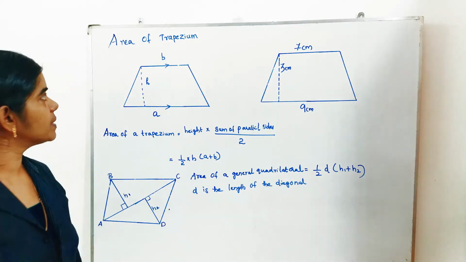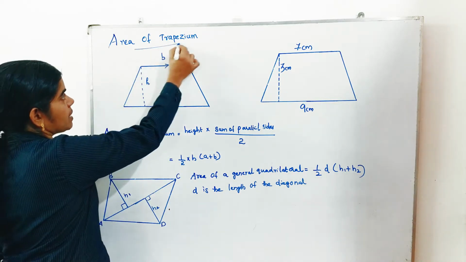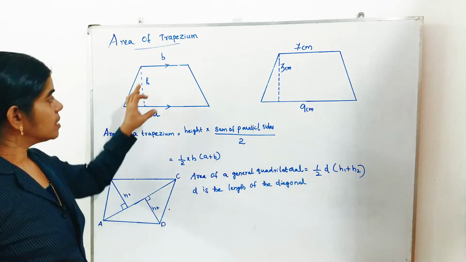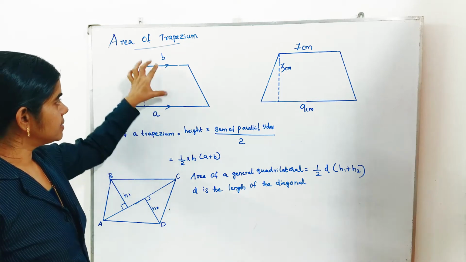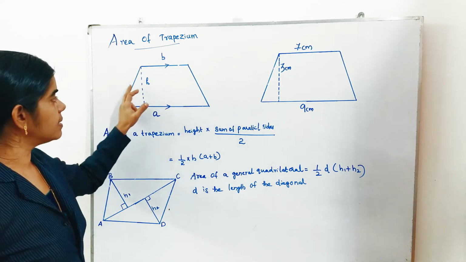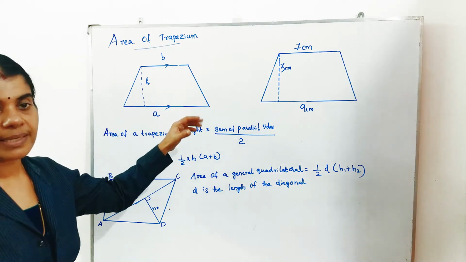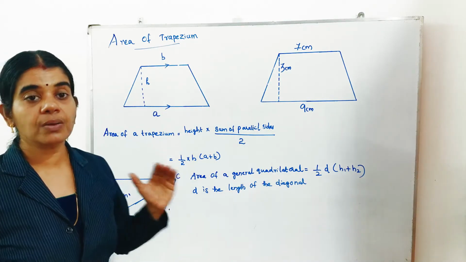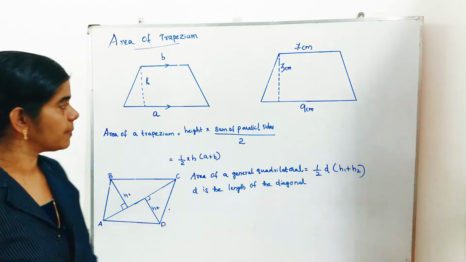Today we are discussing the area of a trapezium. What is meant by a trapezium? Two sides are parallel. Here, these two I marked with an arrow. These two sides are parallel and the other two are non-parallel sides. This is the trapezium whose area we are going to find.